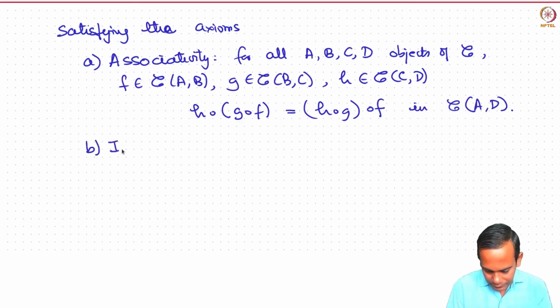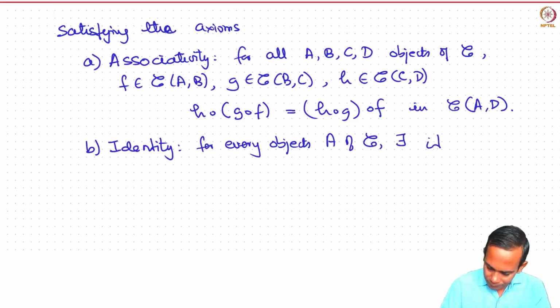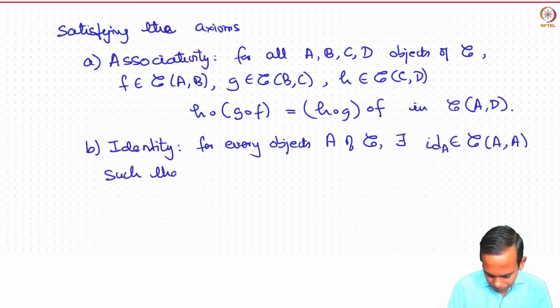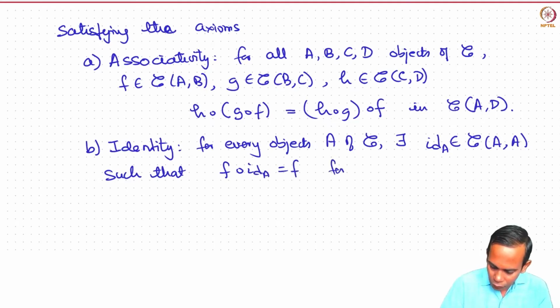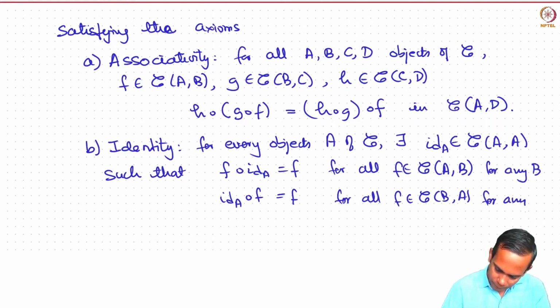And the second is the identity axiom. It says that for every object A of C, there exists an arrow from A to A such that if I take F circle identity of A, this is equal to F for all F going from A to B for any object B of C, and identity of A circle F is equal to F for all F belonging to C(B,A) for any object B. So this is for any object B.